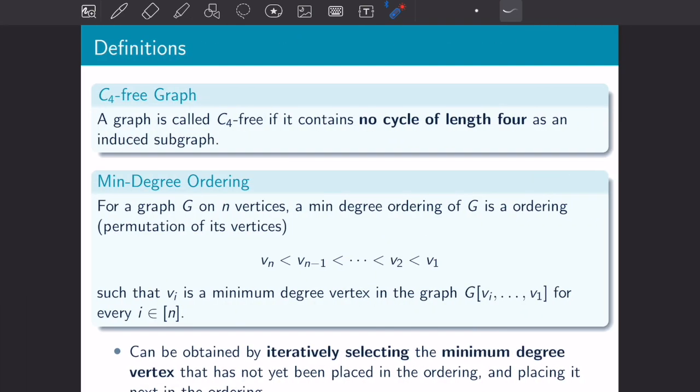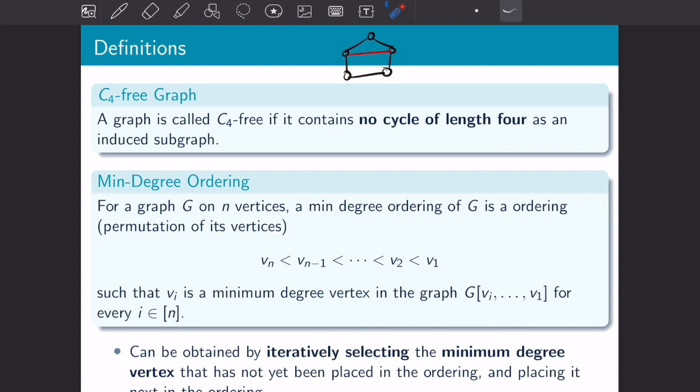First of all, what is a C4 free graph? A C4 free graph is nothing but a graph which doesn't contain a cycle of length 4 in it. So for example, a simple C5 is a C4 free graph. It doesn't contain any cycles of length 4. But on the same graph, if you put an edge between them, then this will not be a C4 free graph as it contains a cycle of length 4 with these 4 vertices.